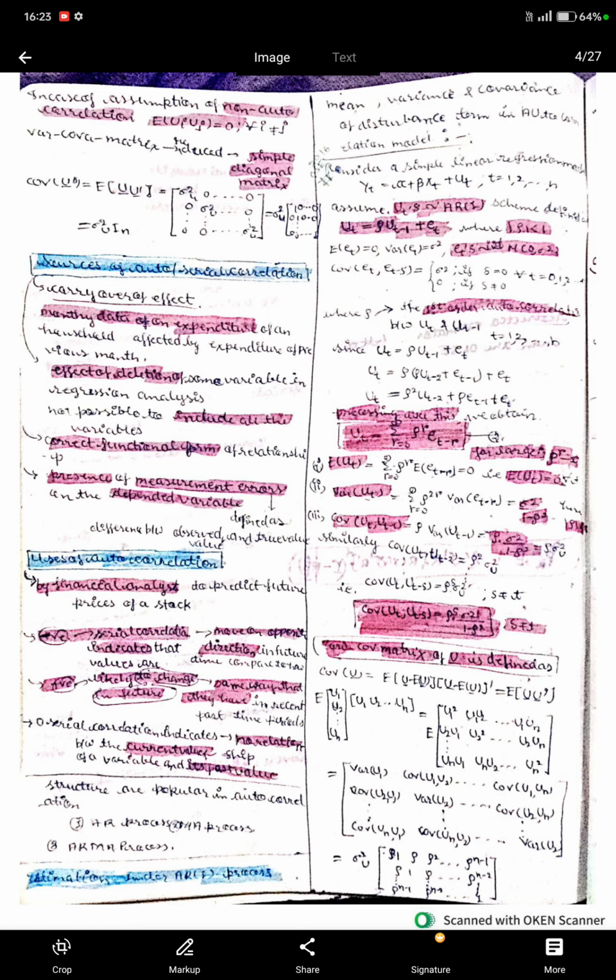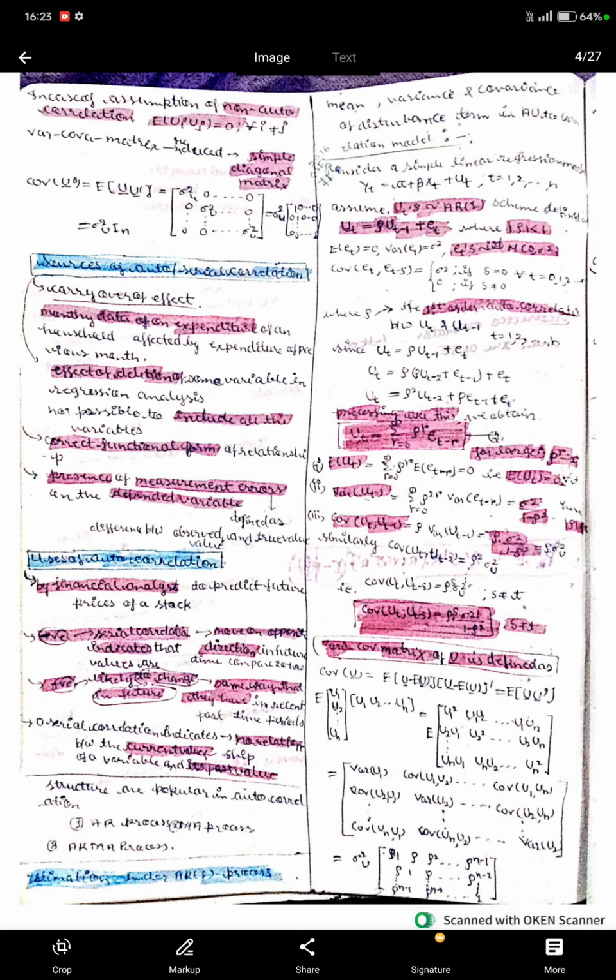Similarly, covariance of u_t, u_{t-2} equals rho squared sigma squared u, and for the s-th lag, covariance of u_t, u_{t-s} equals rho to the power s sigma squared u, where s is not equal to t. Here sigma squared u equals sigma squared e upon 1 minus rho squared.